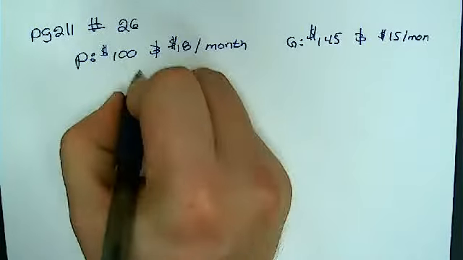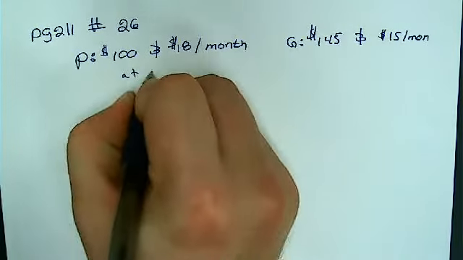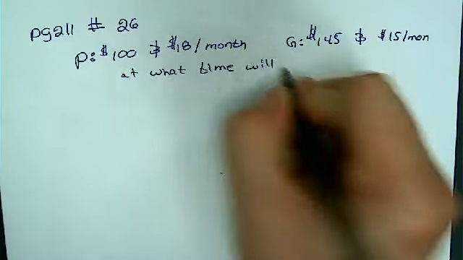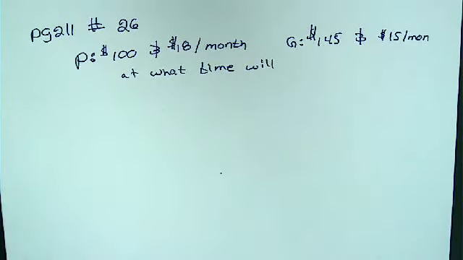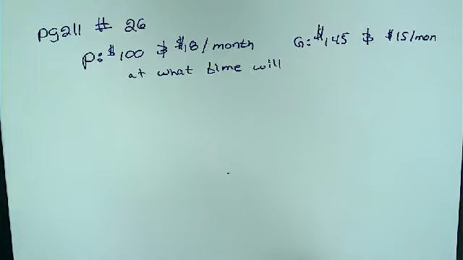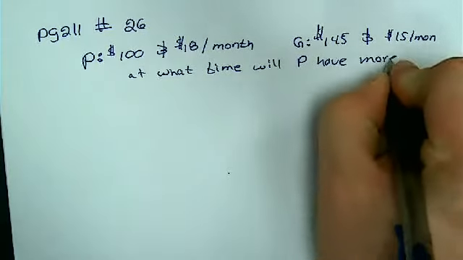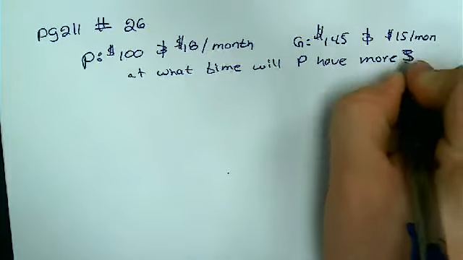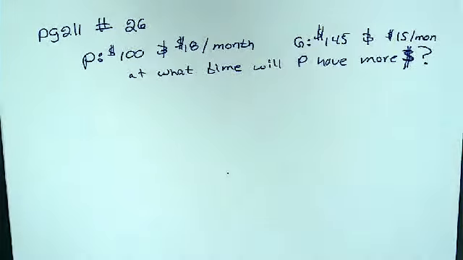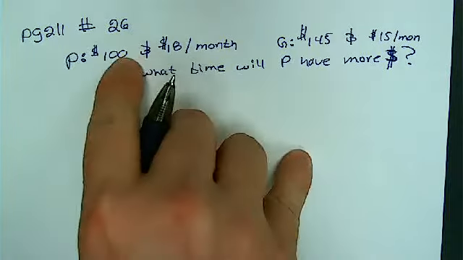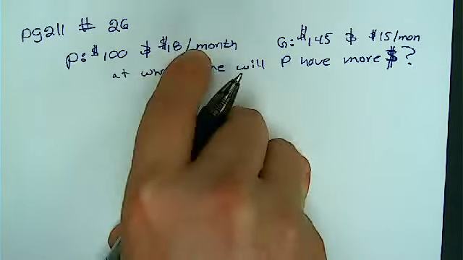And the question was, at what time will, I think Phil's going to want to have higher. At what time will Phil have more money? Now that's paraphrased down. How do I take this statement about Phil's money in the bank and turn it into an expression?